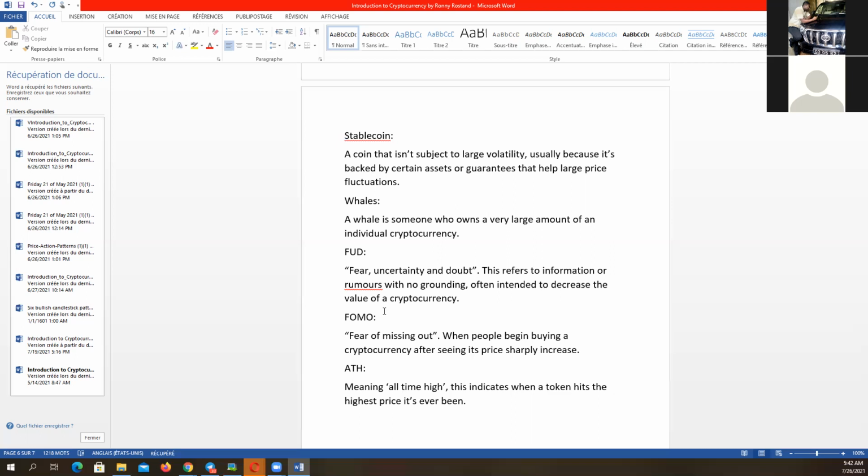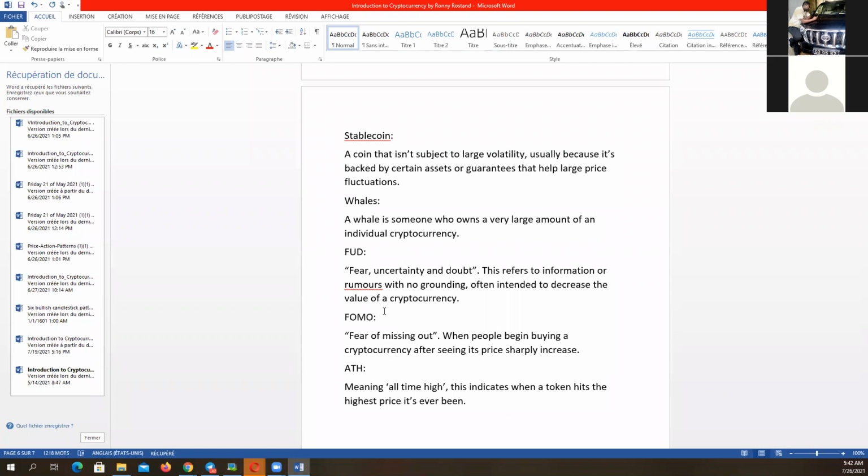And again, we're going to learn about the whales. The whales are people having a huge amount of a particular cryptocurrency. So if we create our own cryptocurrency, if I own 50%, or if I own 60%, or even 40%, then basically I'm a whale in that crypto system. We're going to learn about FUD, fear, uncertainty, and doubt. So sometimes you're going to discover that people are going to have fear, uncertainty, and they will be doubting some information concerning the crypto industry because this information cannot be verified.